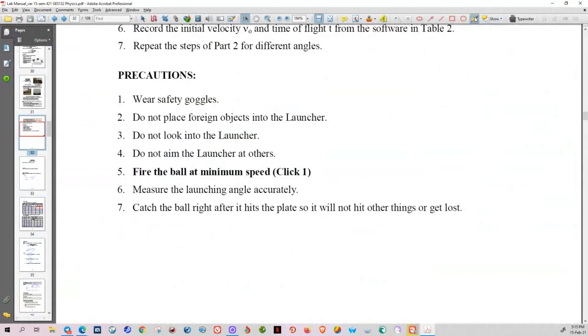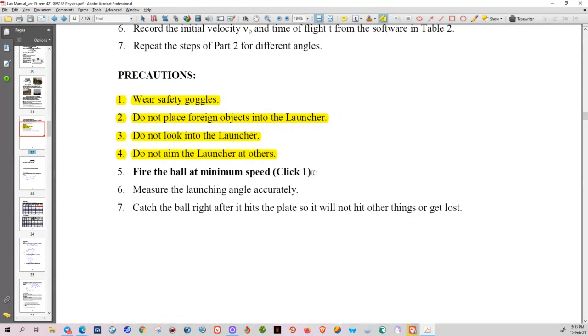For example, as a precaution, you have to wear goggles. This is true if you are doing the experiment in the lab. For simulation, you don't need it, so don't write it in the report. Do not place other objects in the launcher. This is true, but again, we are not using the launcher in the lab, so you cannot write this one. Do not look in the launcher, again, true. Do not aim the launcher at others, that's true, okay?